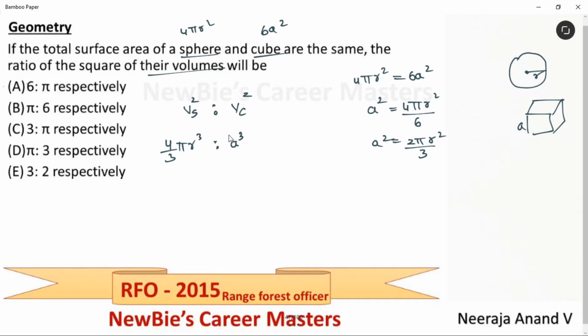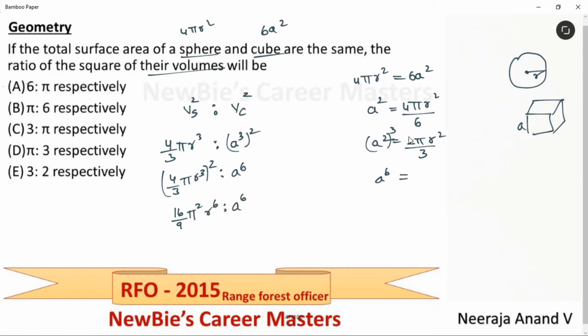Very simple. See, let's square this and let's cube this. We get a power 6 and here also a power 6. But see, if we make any changes to this side of the ratio, you have to make the same changes to this side of the ratio also. Okay? 4 by 3 pi r cube whole square. Now, this value is 16 divided by 9, pi square r power 6 is to a power 6.